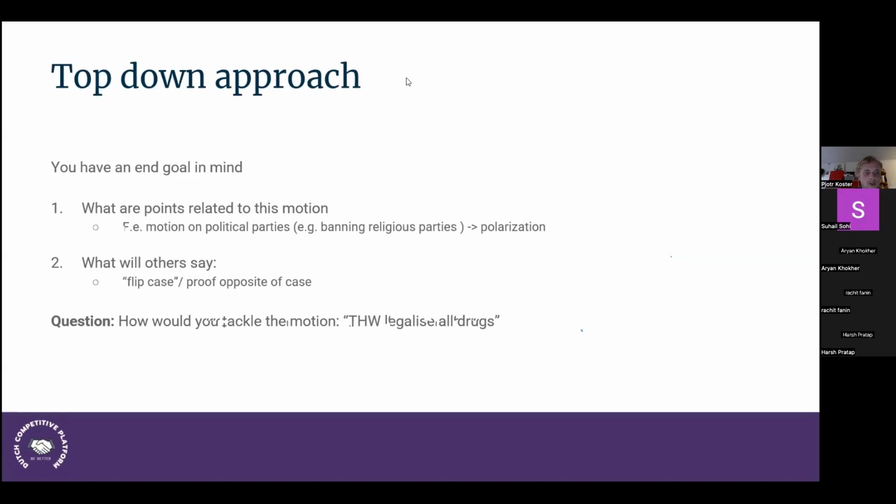So the top-down approach is that you already have an end goal in mind. So instead of thinking just of what the actors involved are, or what legalization looks like, or what the examples are, you always start by thinking of an impact. And I feel like this is already what some of you were doing when you were talking in the comments about how you would think of arguments, because you're thinking of related points in the motions. So let me just use an example that was in the chat, to make it a bit easier.